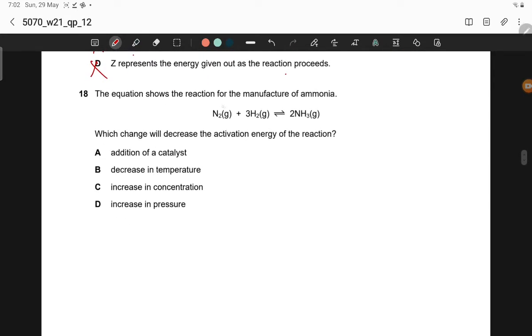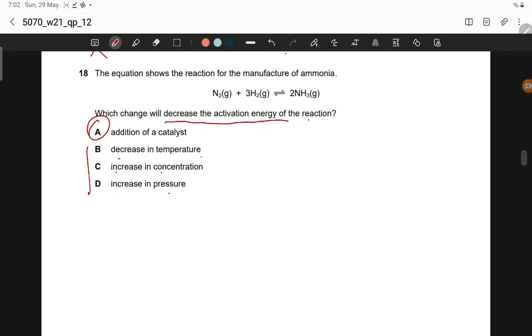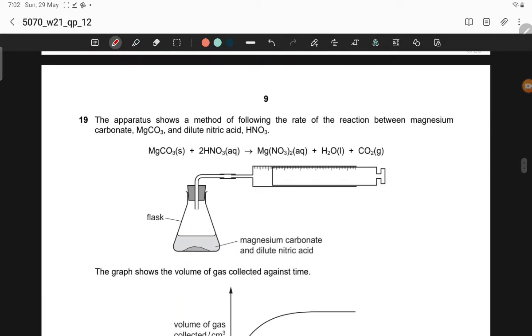The equation shows the reaction for the manufacture of ammonia. Which will decrease the activation energy of the reaction? Addition of a catalyst lowers the activation energy, so A must be correct. A decrease in temperature will not affect the activation energy. Increase in concentration and increase in pressure affect the reversible reaction but not the activation energy. Only a catalyst lowers the activation energy, so A must be correct.